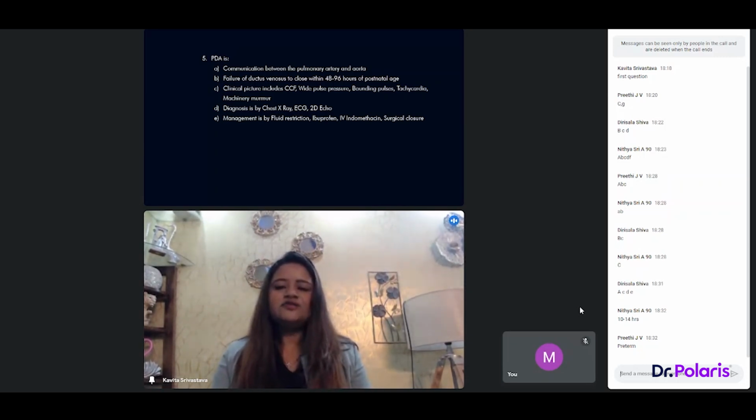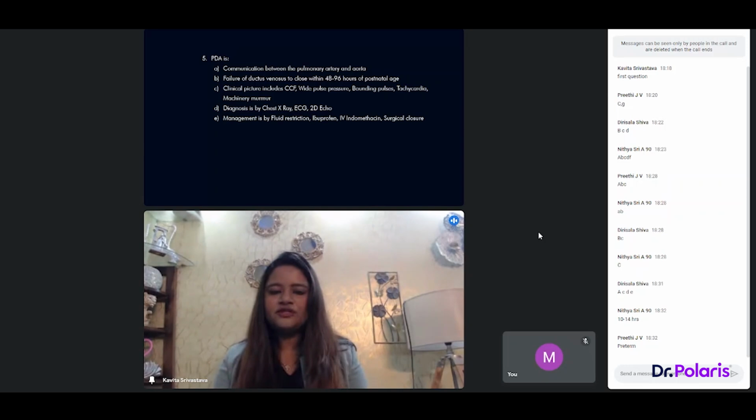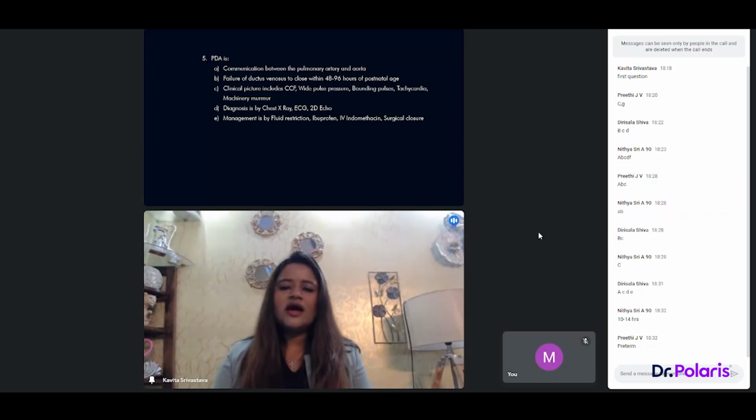Bounding pulses is a very characteristic feature because of difference in the pulse pressure. Undue tachycardia. So usually we see whenever a baby is admitted in NICU and the response to medicines and response to various other neutralization of the environment like RBS monitoring, temperature, does not improve the heart rate of the baby, we usually do a screening for PDA. So undue tachycardia, undue metabolic acidosis, and also undue CO2 retention in the baby. These are all signals towards the diagnosis of PDA. And machinery murmur is very, very classical.